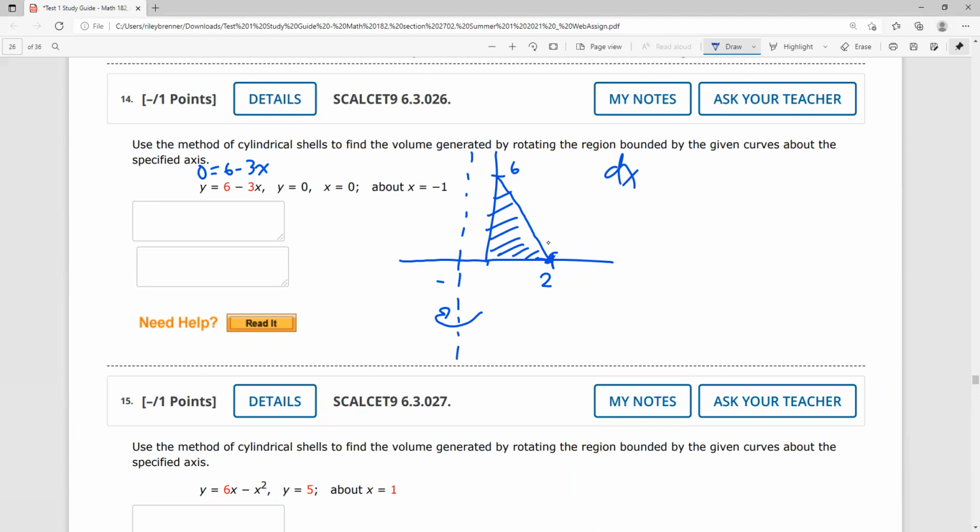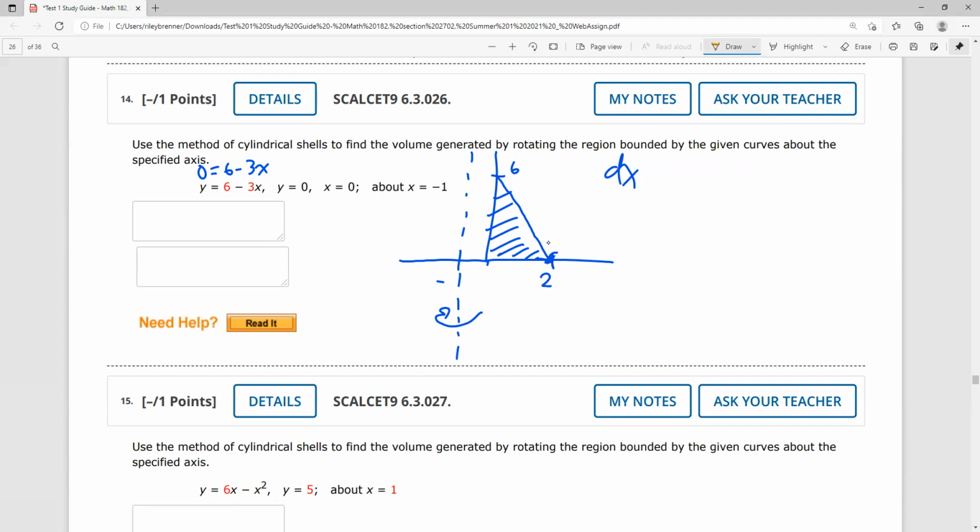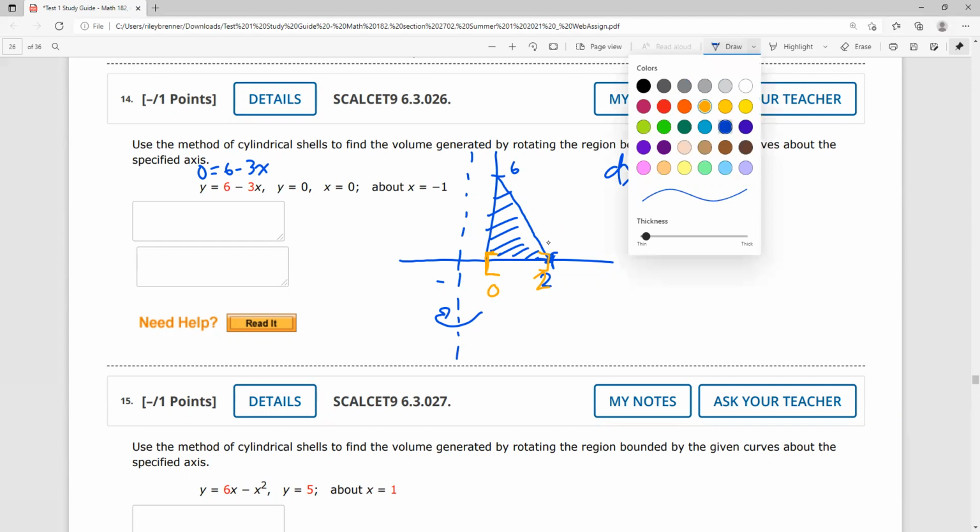And what I like to think about, in this case, to figure out what your bounds are, whatever variable you're doing with respect to, is to always immediately look at that axis on the graph. So dx, so look at the x-axis. I know my shaded region starts from 0 to 2. So our bounds will go from 0 to 2, right? So there we go. Immediately get rid of the question of what the bounds are.